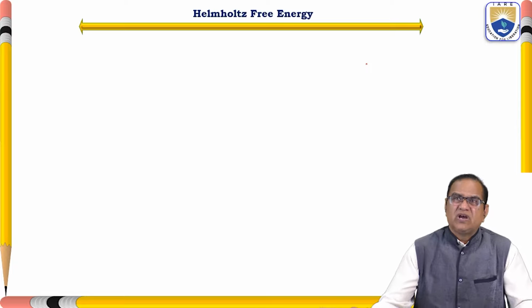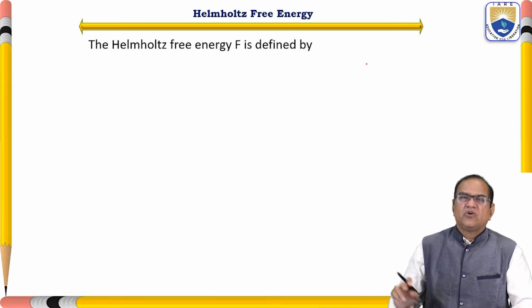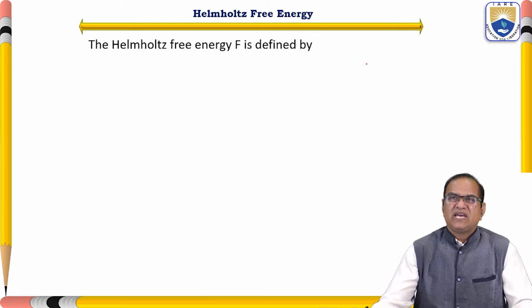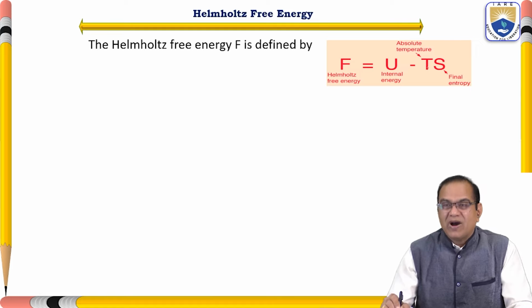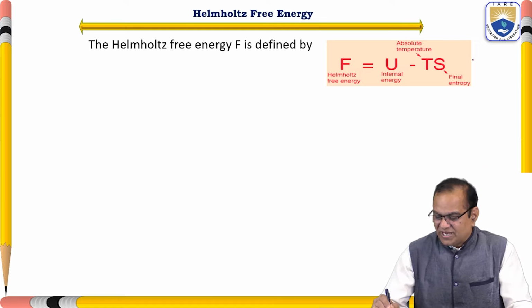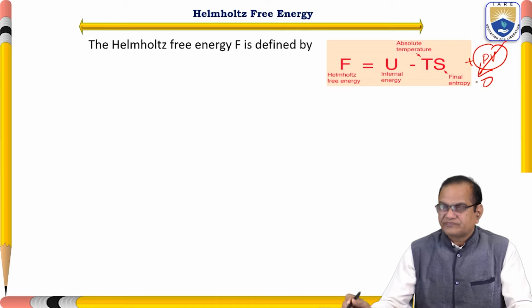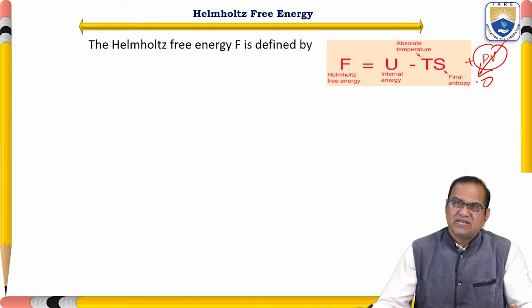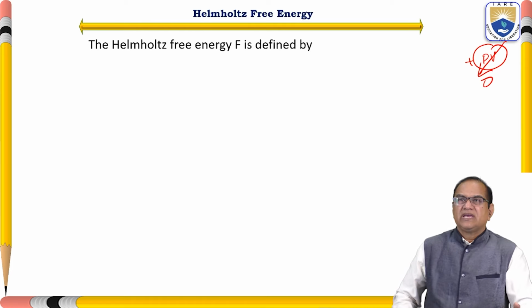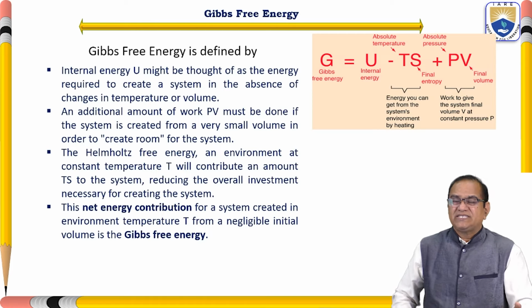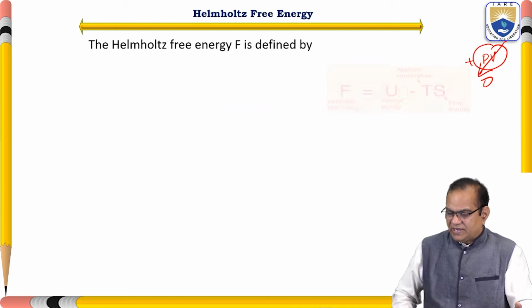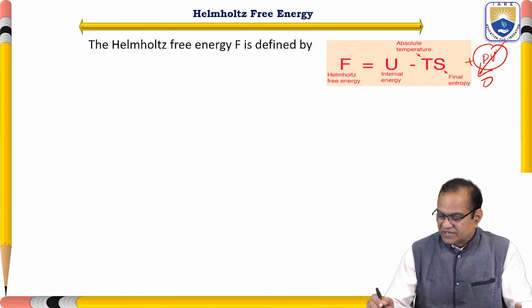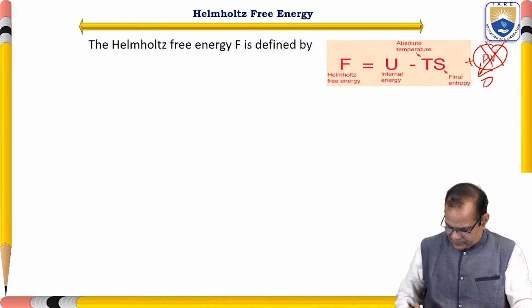Next is the Helmholtz free energy. The Helmholtz free energy F is defined as F equals U minus TS. Here we don't have the plus PV. In our previous one, in the Gibbs free energy, we have this PV, but in this case the PV is not there. This is not applicable.